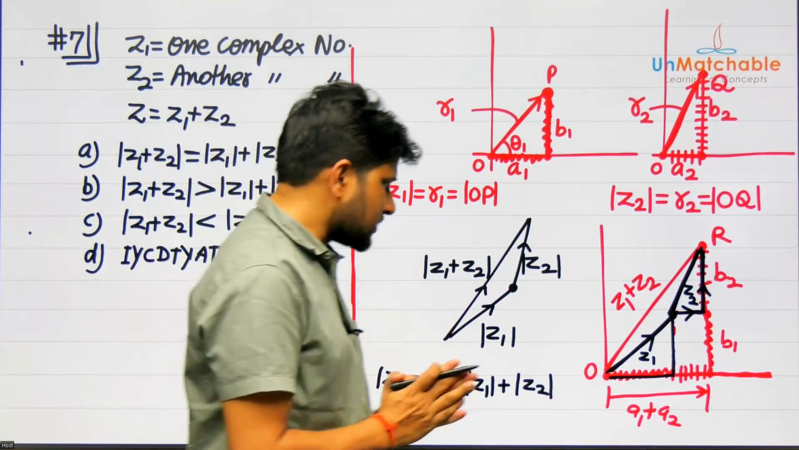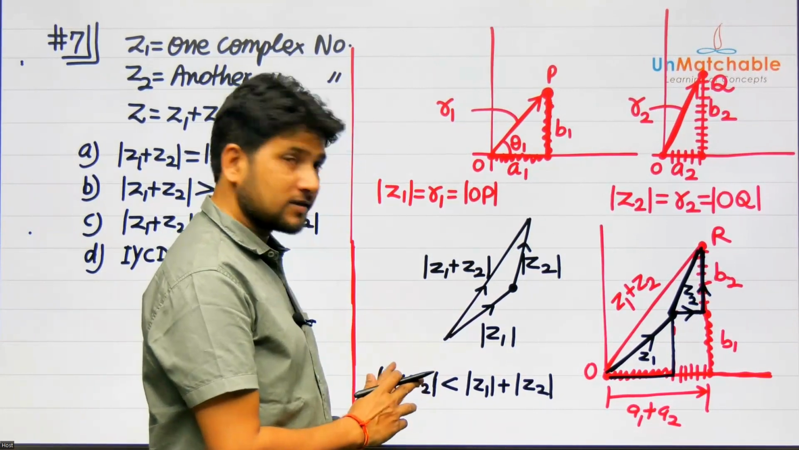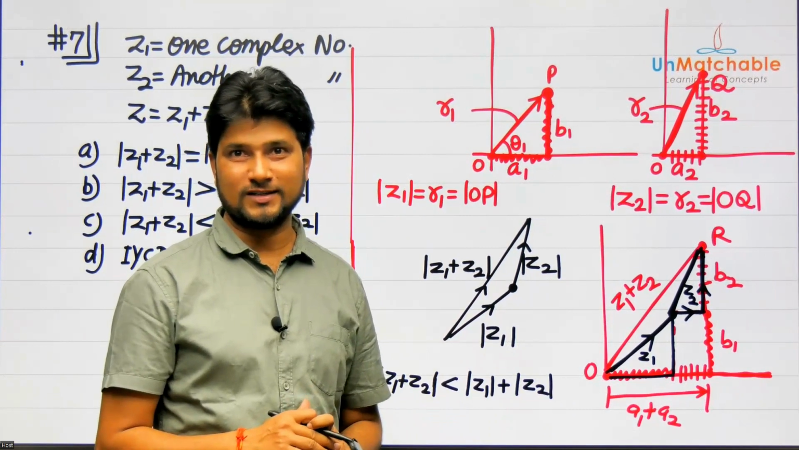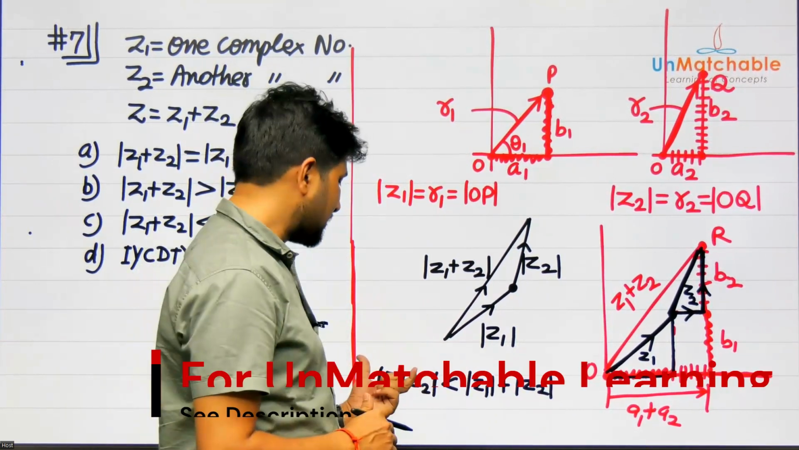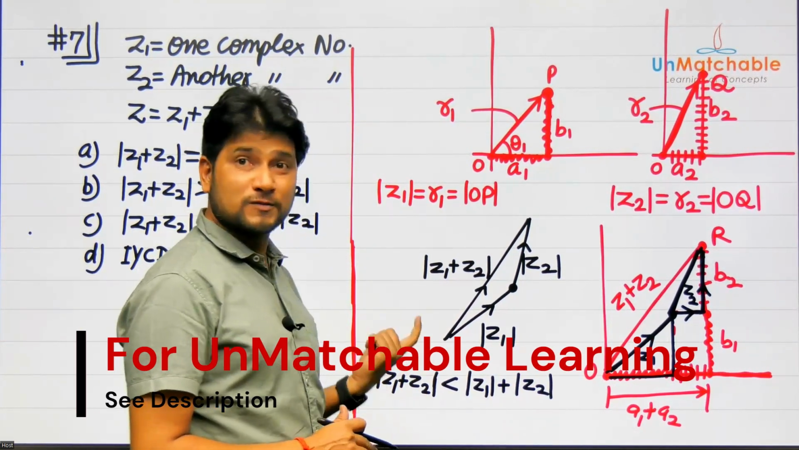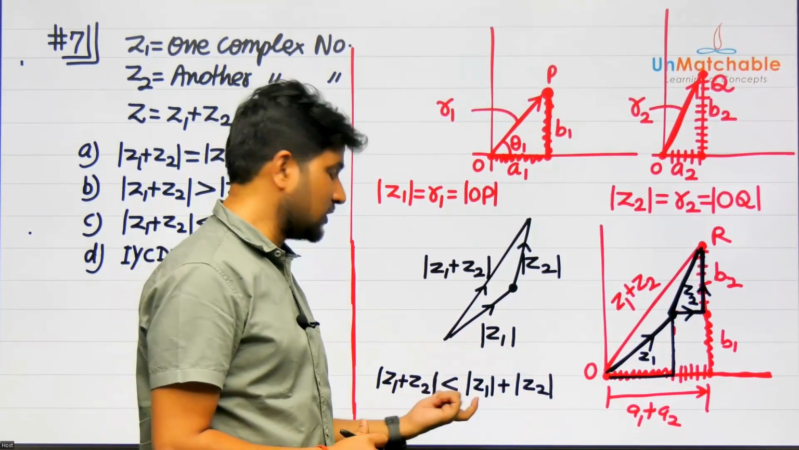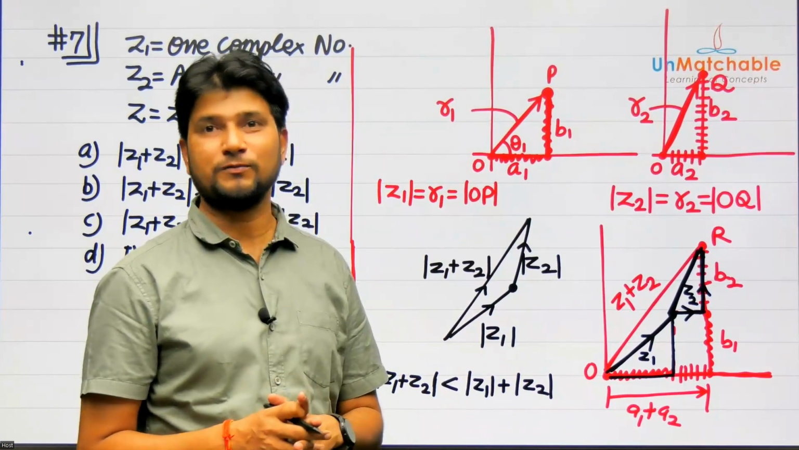So guys, this is how we know that this is not equal simply to the summation of the moduli of Z1 and Z2. Rather, the modulus of Z1 plus Z2 will be less than the summation of the simple individual modulus of Z1 and the individual modulus of Z2.